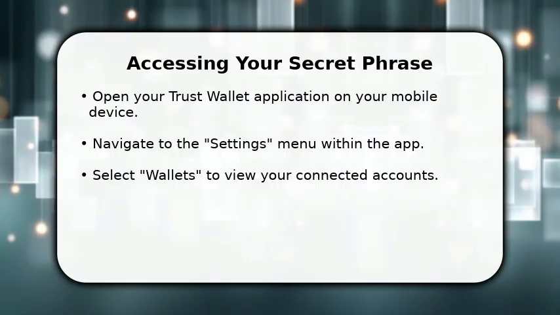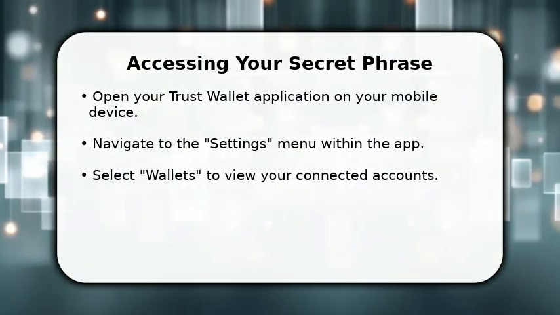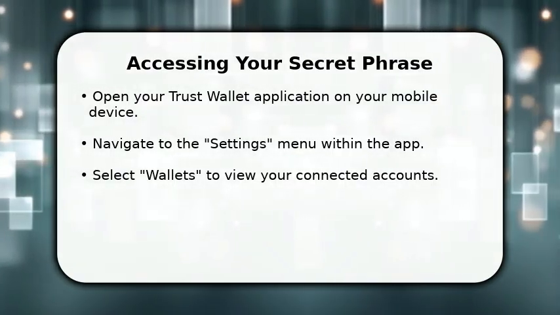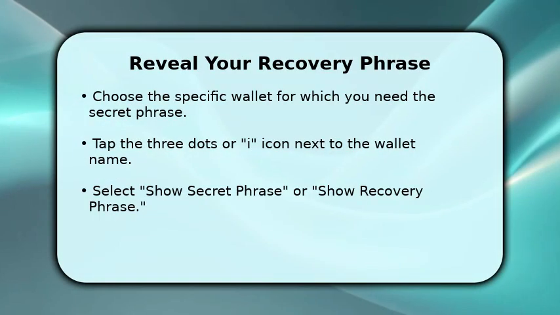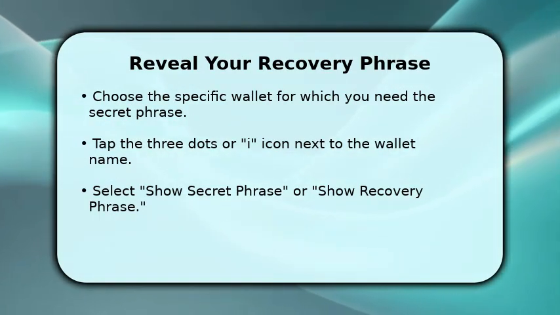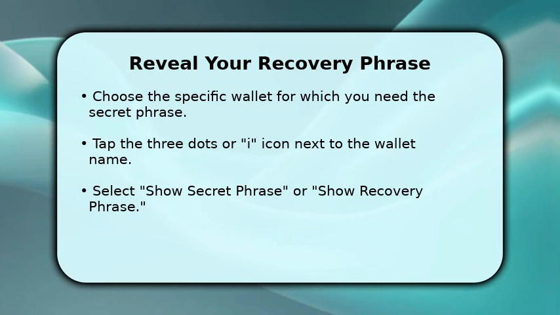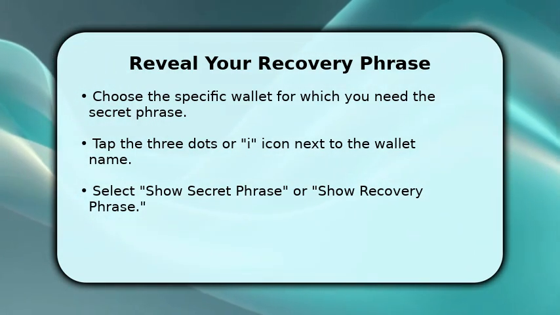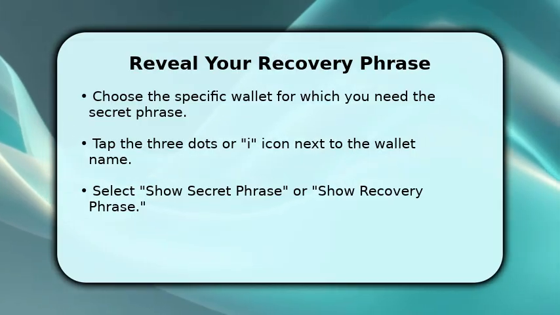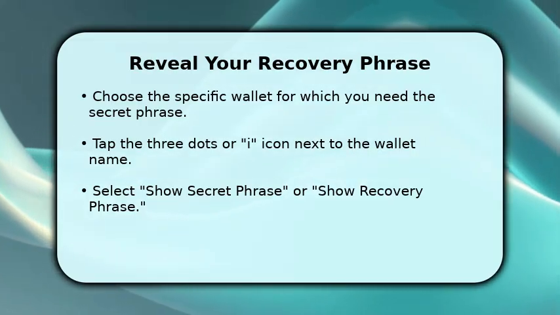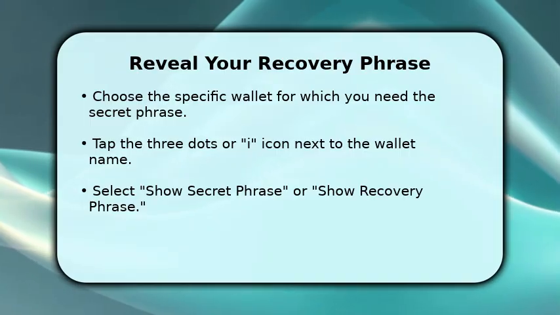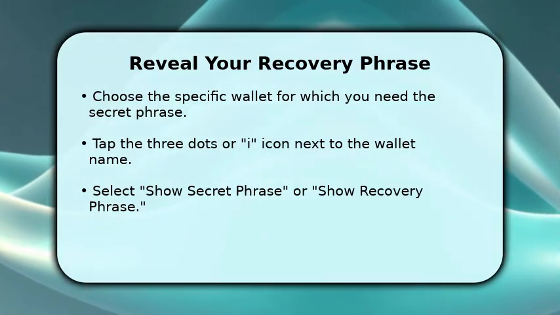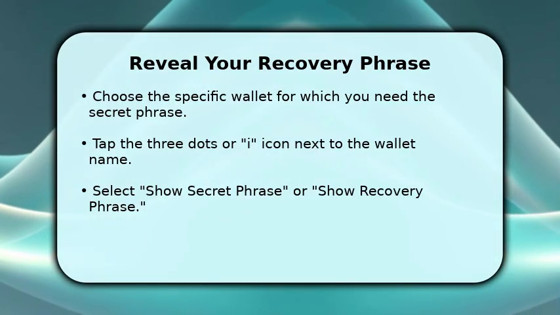From the Settings menu, proceed to select Wallets to see a list of all your connected cryptocurrency accounts. Now, select the specific wallet you need the secret phrase for from the list. After choosing your wallet, look for and tap the three dots or the eye icon, which typically indicates more options. This action will reveal a menu where you should then select Show Secret Phrase or Show Recovery Phrase to proceed.